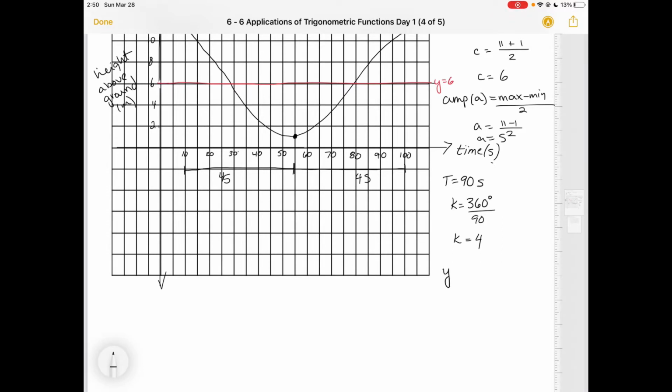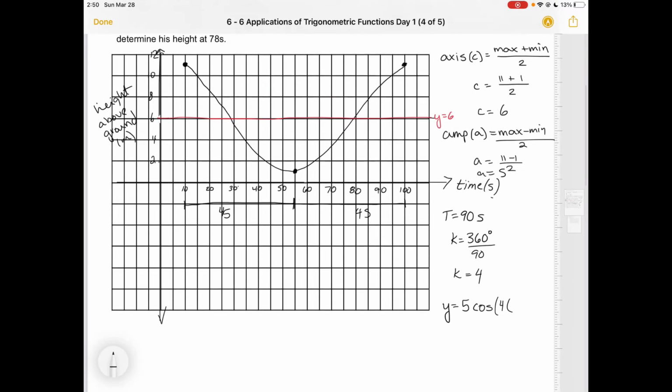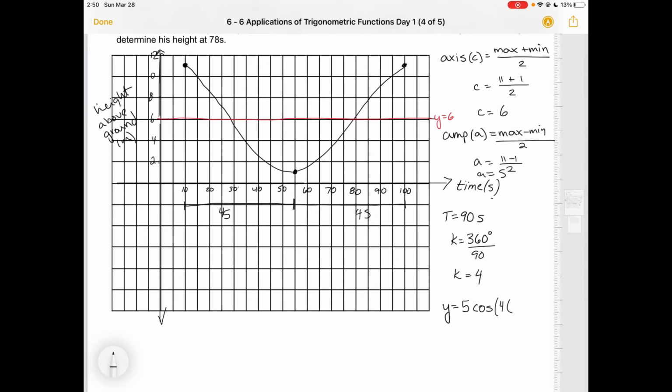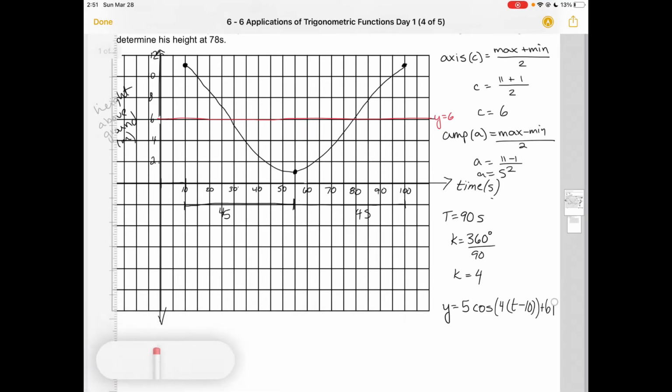I've got y is equal to, where's my A value? 5 cosine 4. Now, because I'm not starting right on the y-axis, I am going to have a phase shift. I've shifted my new graph 10 seconds to the right. So that means that I'm going to have t minus 10. And then my C value is going to be plus 6.